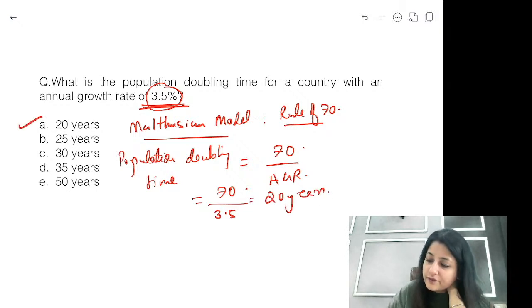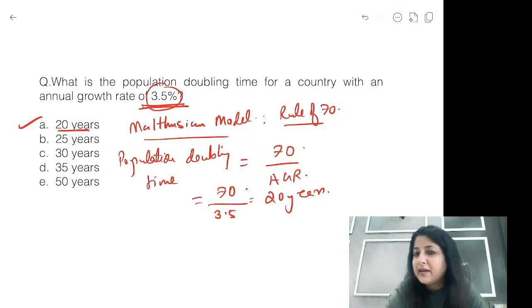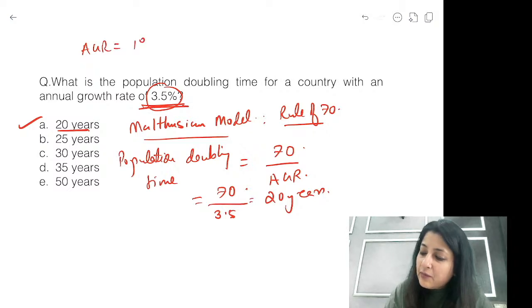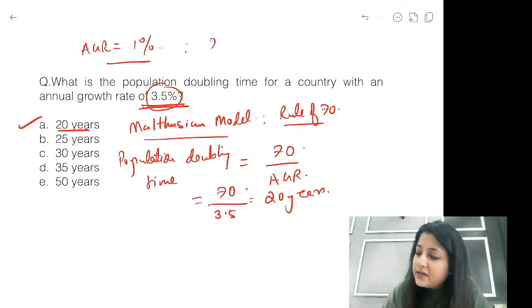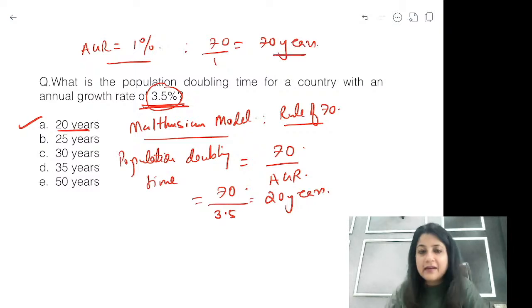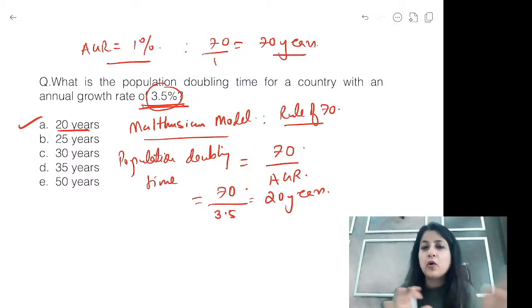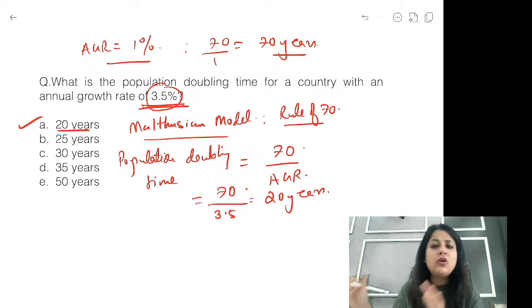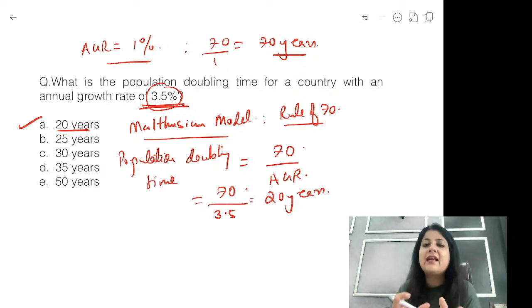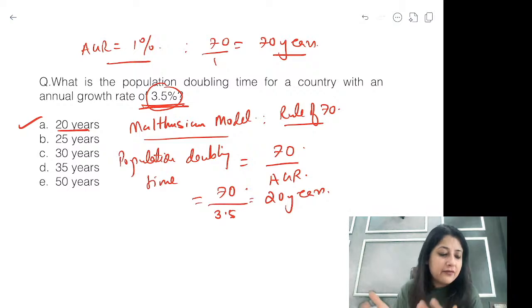Okay, the population of this country will double in how many years? 20 years. If they give you the population doubling, the annual growth rate of a country, the AGR of a country is 1%, okay, so the population doubling time is 70 by 1, which is 70 years. Currently India is loitering around 0.9 to 1% AGR, so we are no longer in a rapid growth phase, but in a moderate growth phase for India.